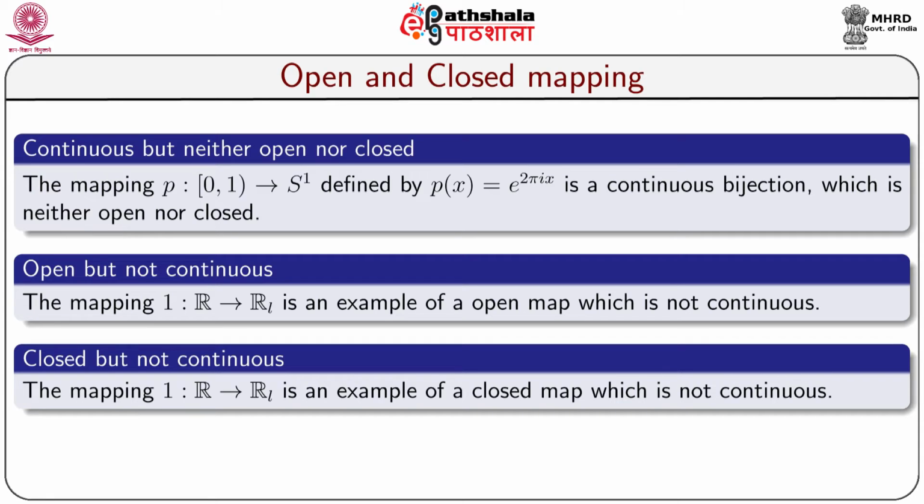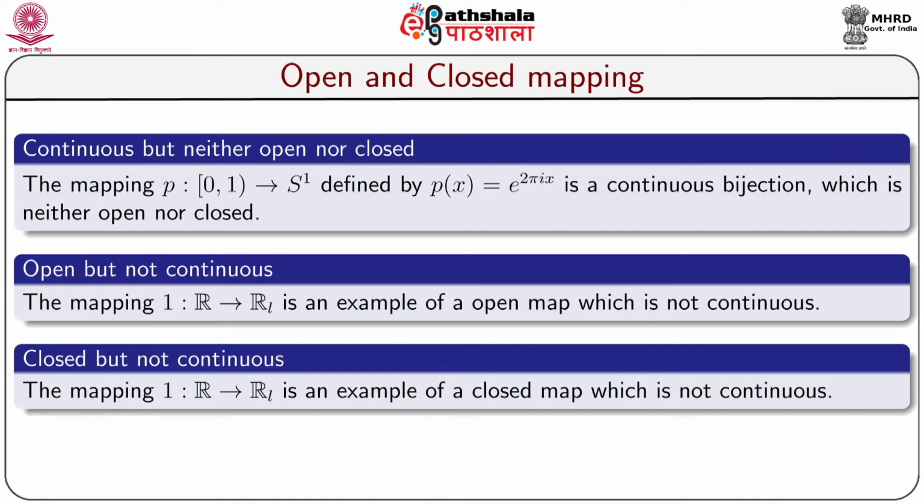In fact, if we consider the set [0, 1/4), 0 closed, 1/4 open, this subset of [0, 1) is an open set in the subspace topology, but its image in S1 is an arc whose one side is closed. So, that is not open. So, this mapping is not an open mapping. We can easily verify that this mapping is also not a closed mapping.